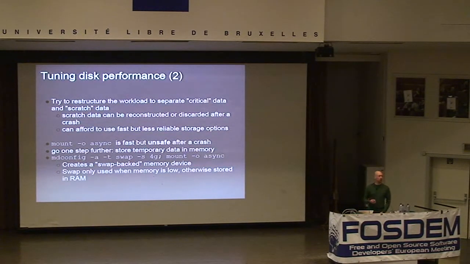So something that is possible in some cases, but not all, is to restructure the workload so that you separate critical data, which needs to be persistent across crashes or restarts, from scratch data, which can either be reconstructed cheaply or thrown away. For example, temporary files, you usually don't care if the application crashes and you have to restart. You can just either forget about them or carry on from the primary source.